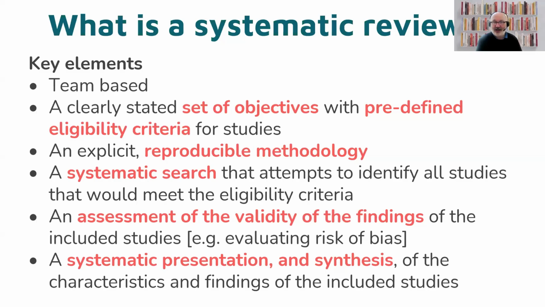You need to start with a clearly stated set of objectives with predefined eligibility criteria for studies. You need to have an explicit, reproducible methodology. So this is very different from a literature review, which you might have done in the past, where you make it up as you go along. Here you've got to start with your plan, and you have to follow that plan. You have to develop a systematic search that will try and identify all the studies that meet the eligibility criteria. You need to assess the validity of the findings in the included articles, and then there's a systematic presentation and synthesis of the characteristics and findings of the included studies.